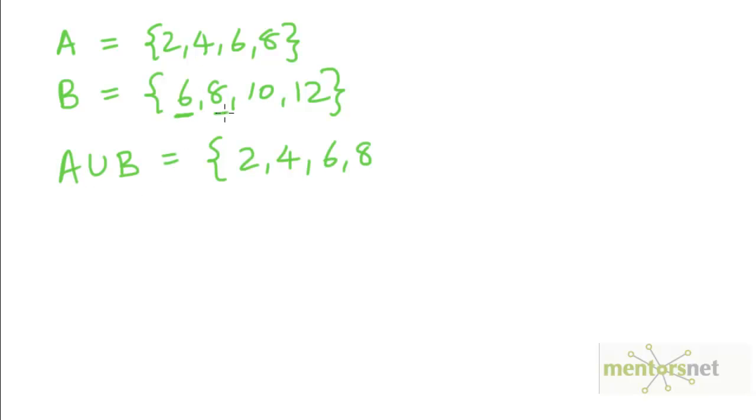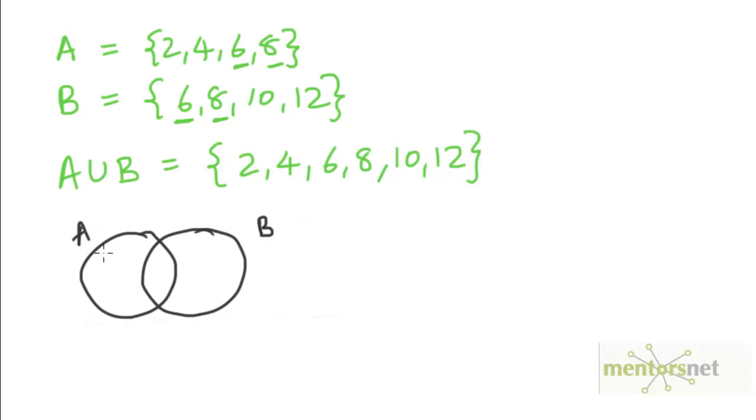But we won't write 6 and 8 again, because 6 and 8 have already been written here. 6 and 8 are common to both A and B. So recall that in the roster form we don't duplicate or repeat elements. So we'll just let this 6 and 8 be as they are, and we'll add 10 and 12 which were not already written. The Venn diagram would look something like this.